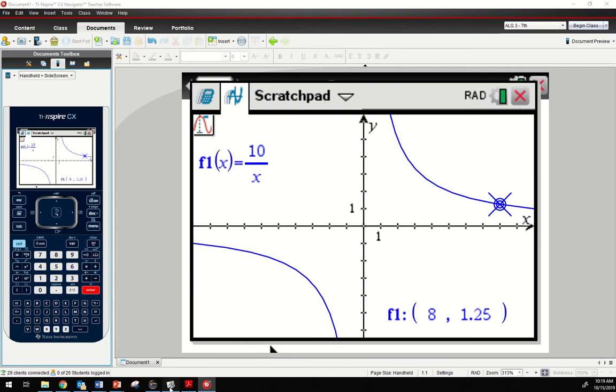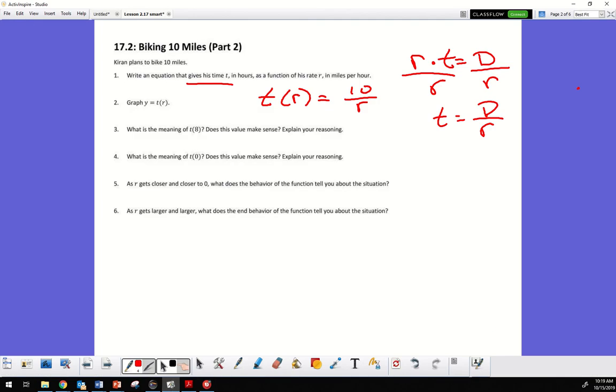So I could actually put that in there. This means when 8 miles per hour, T is 1.25 hours. Yeah, that was right. That's what we had at the beginning. What is the meaning of T of 0?